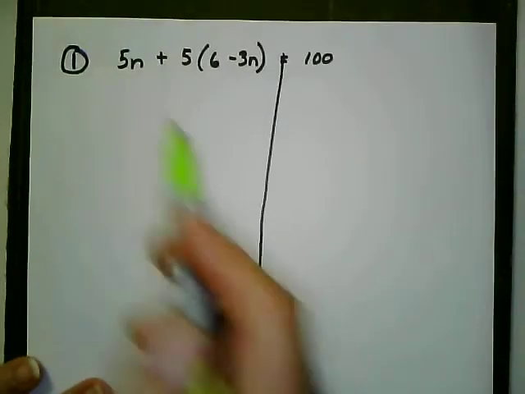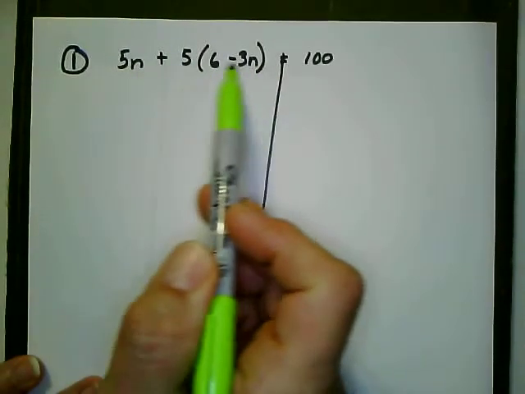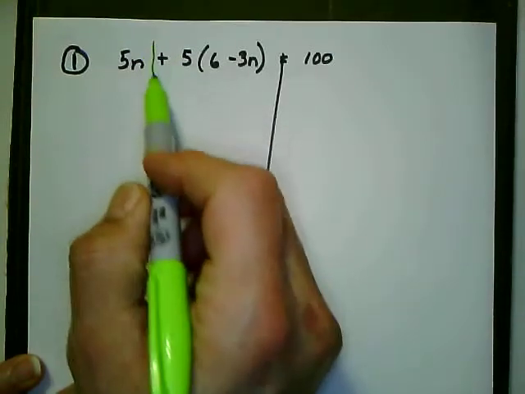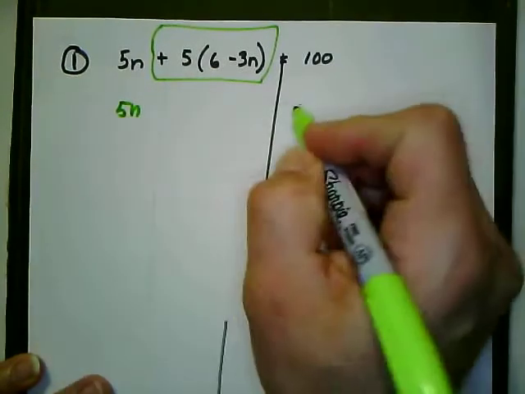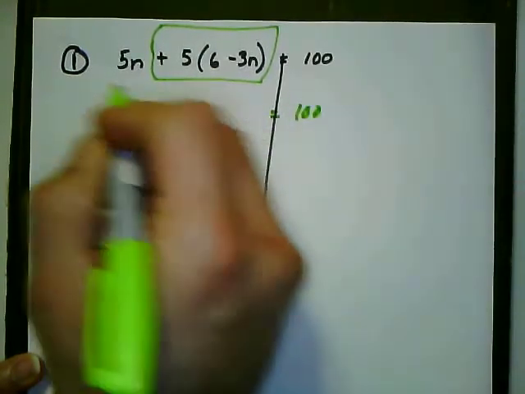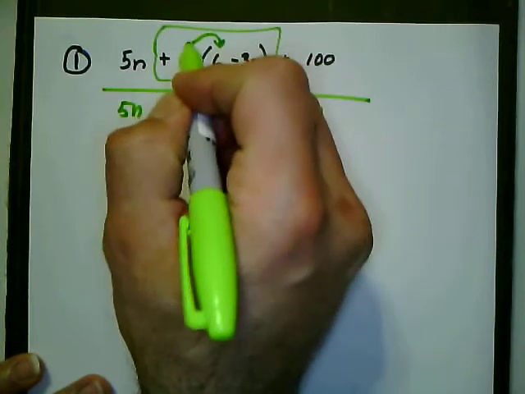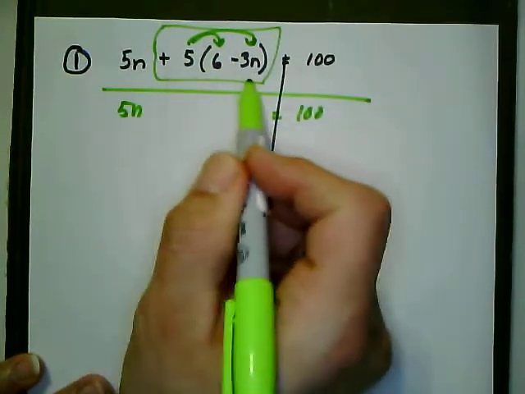All right, let's take a look at number 1. Once again, we're going to look at the part with the parentheses. This is the distribute part. That is this part right here. Everything else just moves down. We'll deal with that at a later time. So we're going to distribute that 5 on the outside to every single term on the inside.